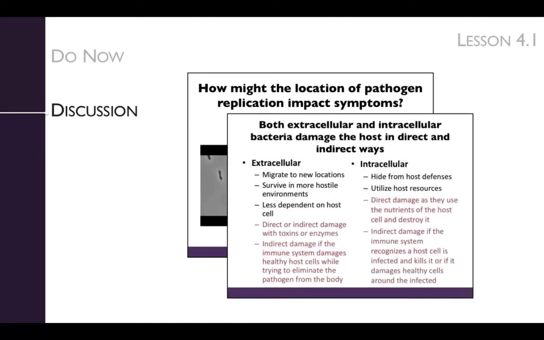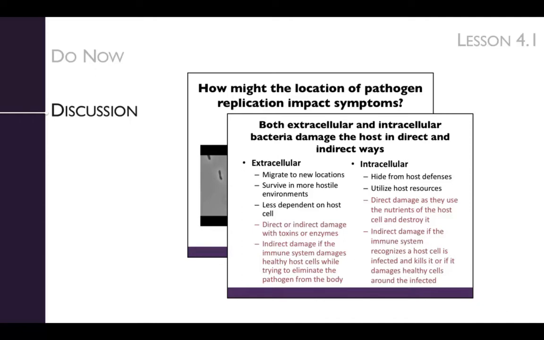As microbes replicate extracellularly, they will likely attract attention from the immune system, leading to inflammation and killing of the microbe, as well as healthy bystander host cells. This leads to indirect damage. Extracellular pathogens may also release toxins and enzymes that cause direct damage to host cells in the area or indirect damage when they spread to distant sites from the infection.